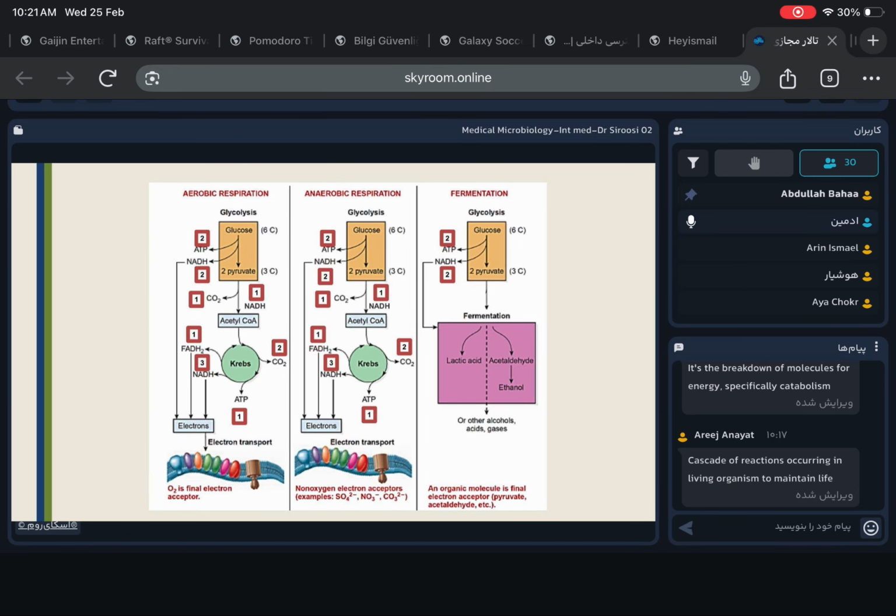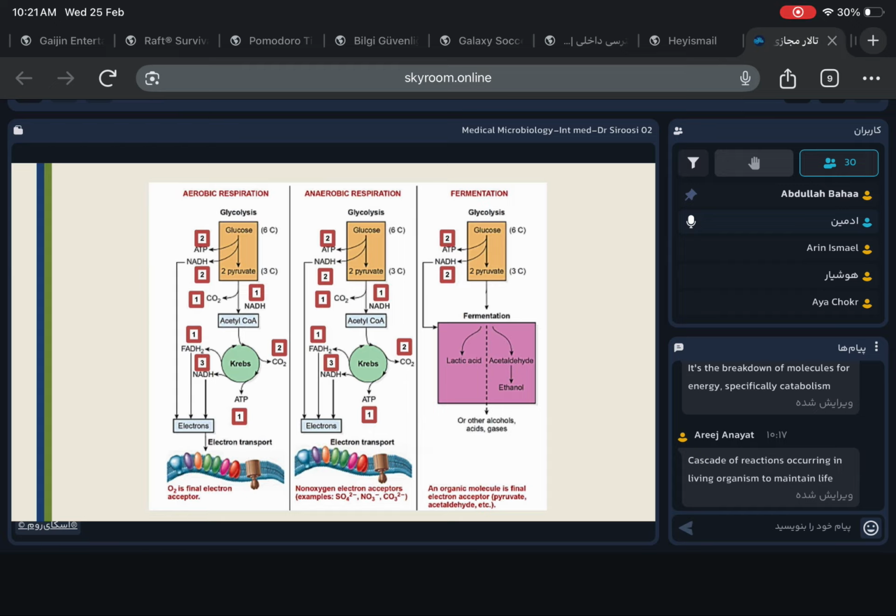So here in this slide, you can compare aerobic respiration, anaerobic respiration, and also fermentation. So let's start with aerobic respiration. As I told you, most bacteria are able to use glucose as their energy source, and that's why I have used glucose to teach you these mechanisms. Microbiology books use glucose when they want to teach you these mechanisms. That's why I'm also using glucose to teach you these mechanisms.